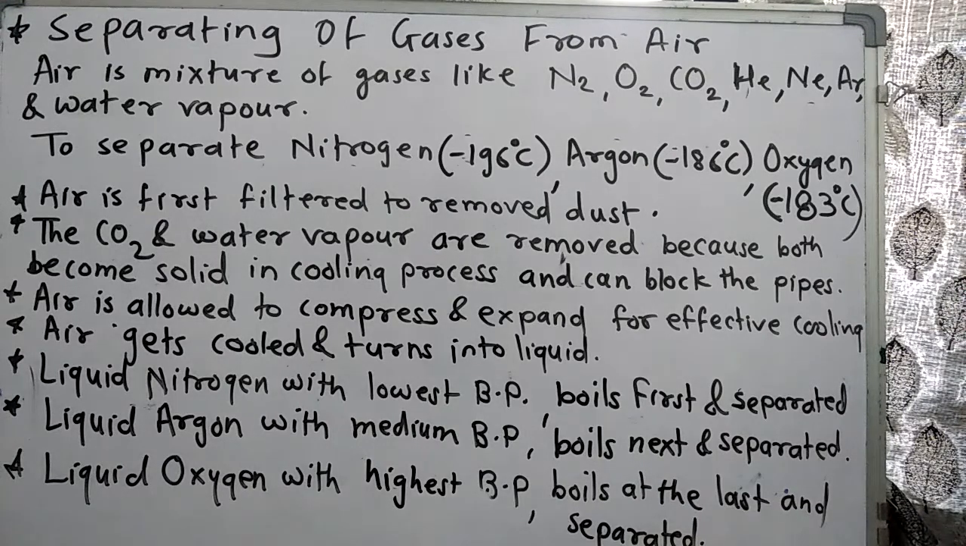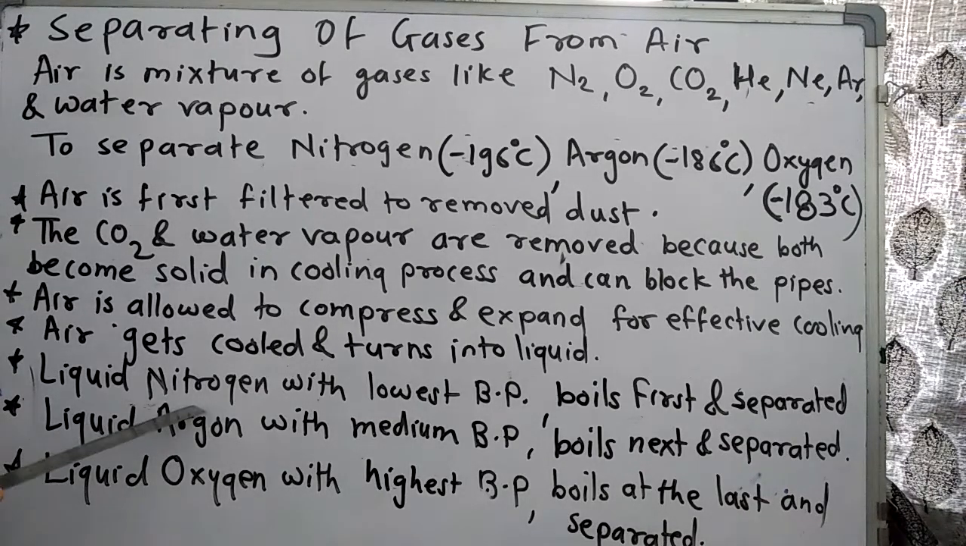Then we will apply pressure on the air and we will remove the pressure. So by this process, air gets compressed and air gets expanded. This continuous process of compression and expansion of the air converts the air into the liquid state. So air which is in the gaseous state gets converted into the liquid state by the continuous compression and expansion. Now this liquid air is allowed to pass through the distillation process. So in the distillation process we have liquid air.